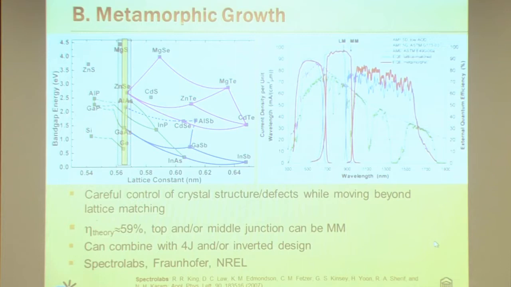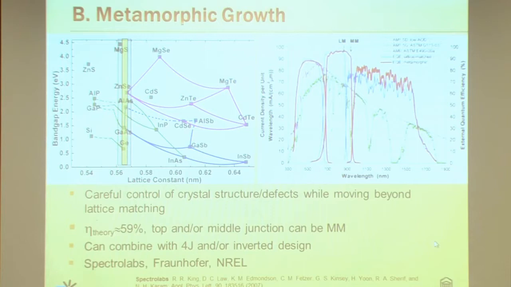Another approach is metamorphic growth. We're going to move off of our lattice matching condition a little bit, and you can see what happens here in terms of the quantum efficiency graph. Lattice mismatch, called metamorphic, MM for metamorphic, shifts these band gaps over a little bit. Again, it's basically taking a little bit of current away from the bottom subcell into the middle, possibly the top one shifts too, to rebalance those three.